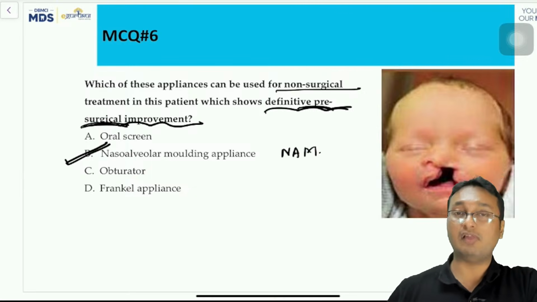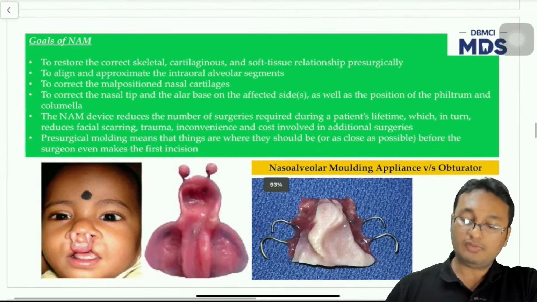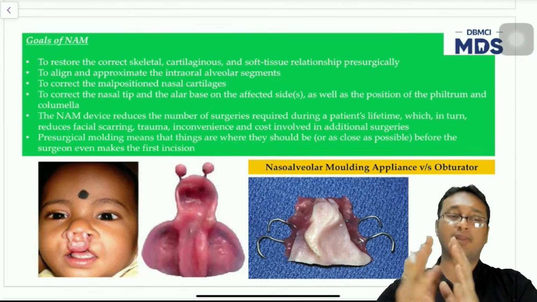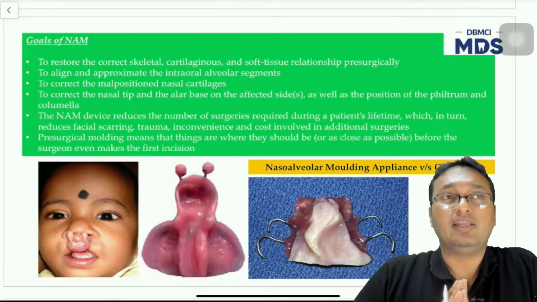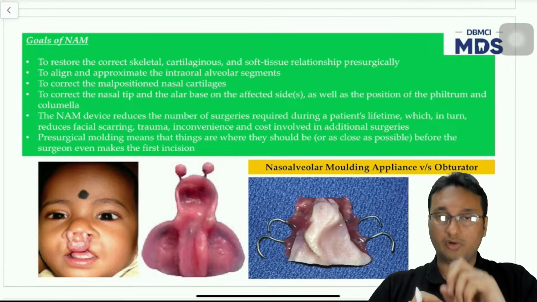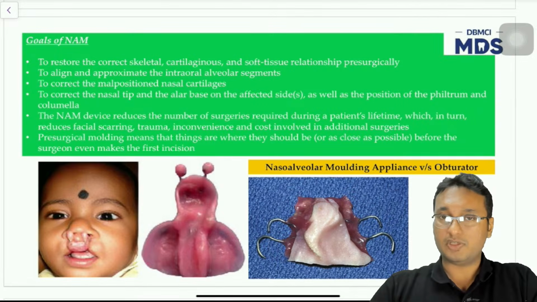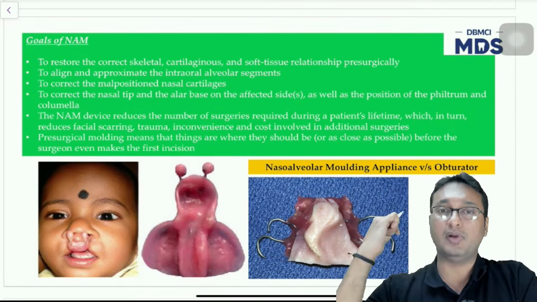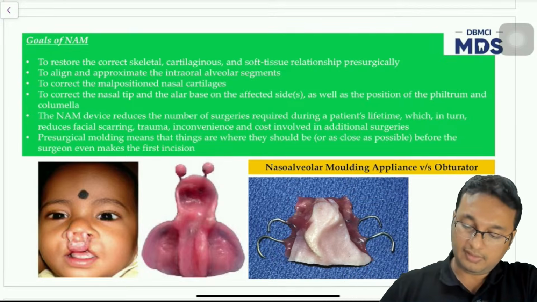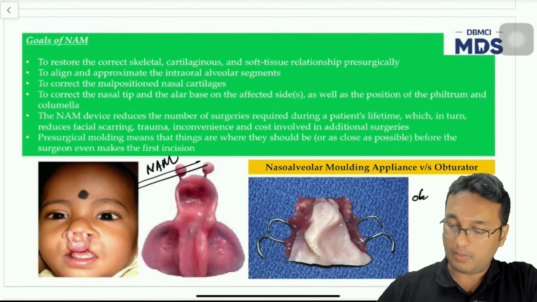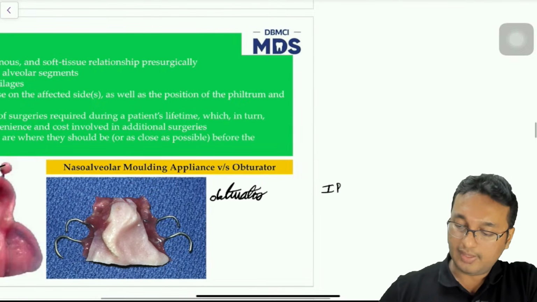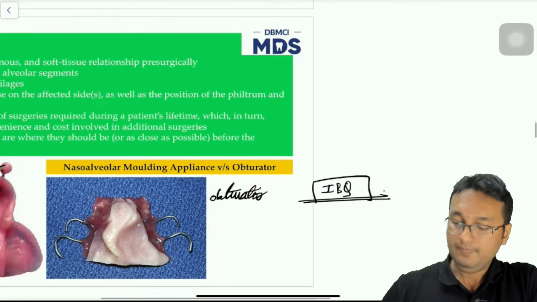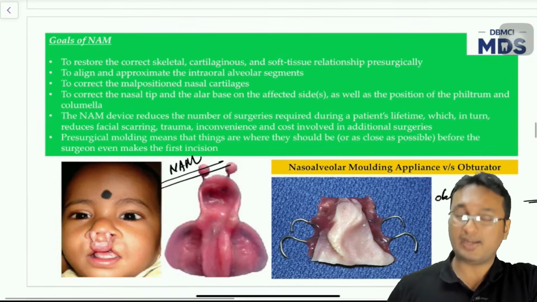NAM, nasoalveolar molding. Now, what is the goal of nasoalveolar molding? Basically, we give an appliance to the infant. We take an impression of the infant using tear-resistant alginate. If I'm not wrong, the surgeon has to take an impression. It has to be sent to the lab to make this particular appliance for the patient. So this is a NAM appliance, as you can see in the figure. And on the right side, this is an obturator. So this is yet another image-based question, yet another MCQ which can be asked, that which appliance is which. So you should be able to identify them.